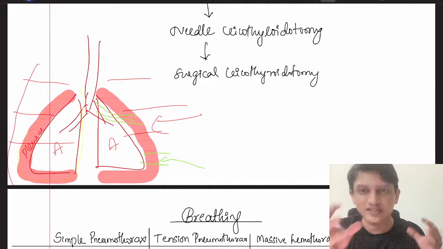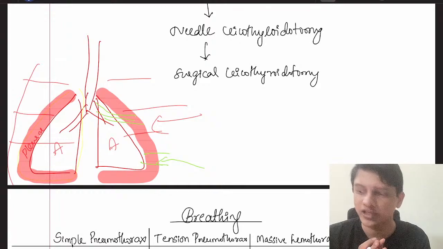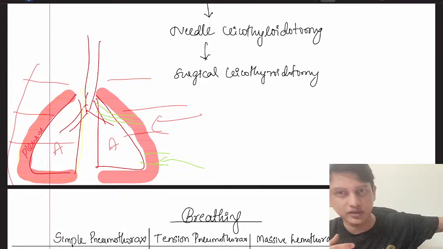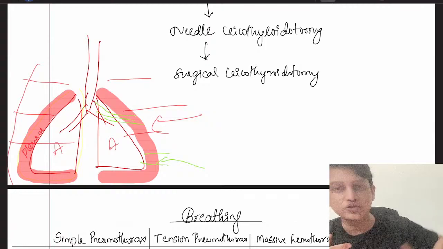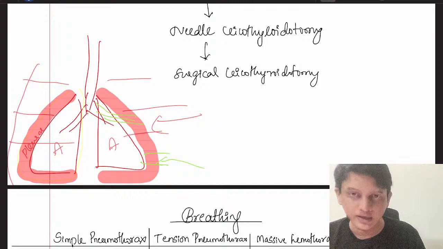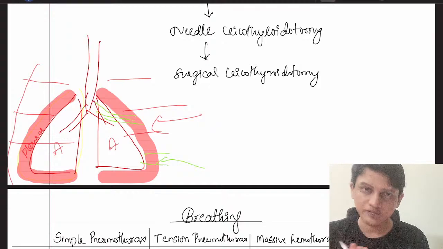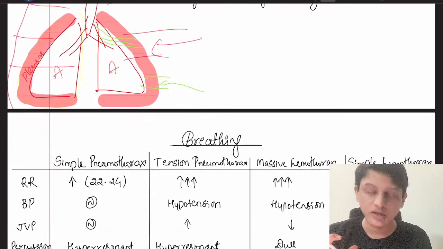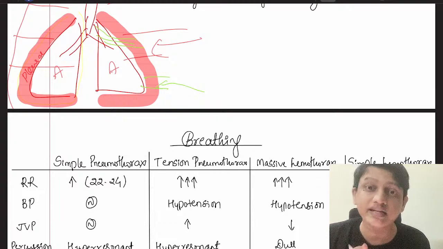Simple pneumothorax means yes, some air entry is there from outside, but it's not causing any pressure there. That is simple pneumothorax. Open pneumothorax means the injury is leading to the outside atmosphere, and outside atmosphere air is coming inside. Then it's called open pneumothorax. I will discuss this again after this slide. Just for now, you understand that much. Simple pneumothorax, tension pneumothorax.